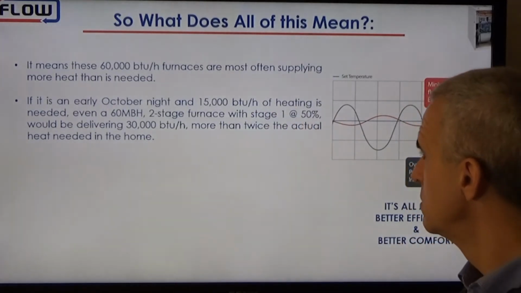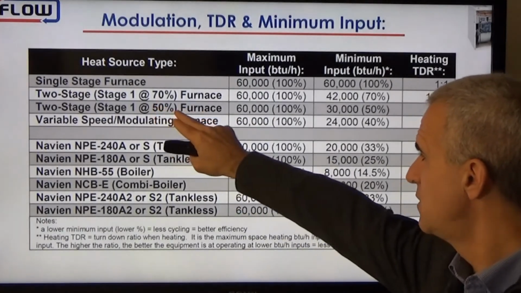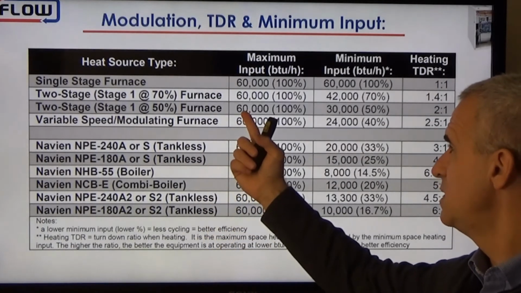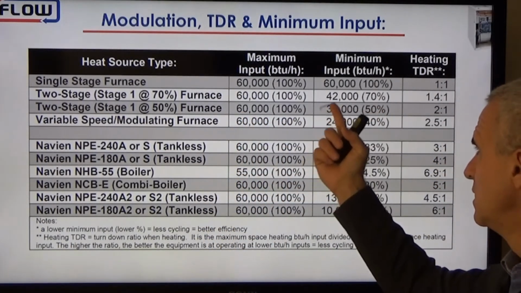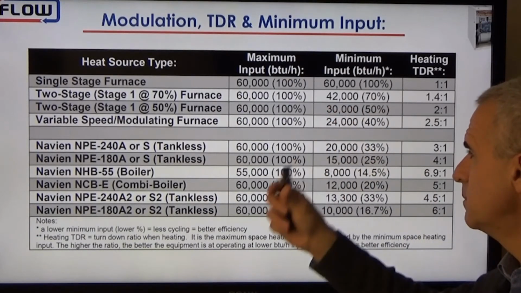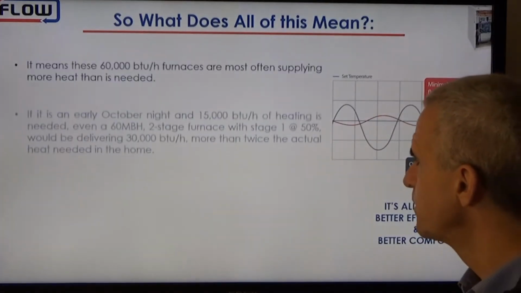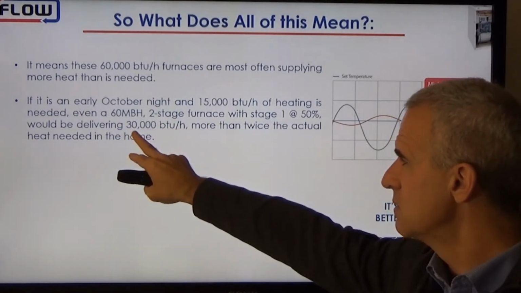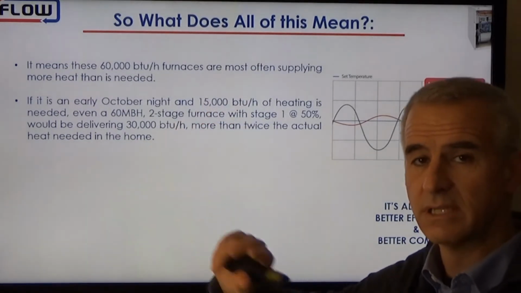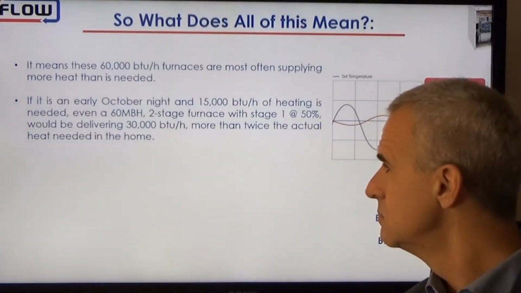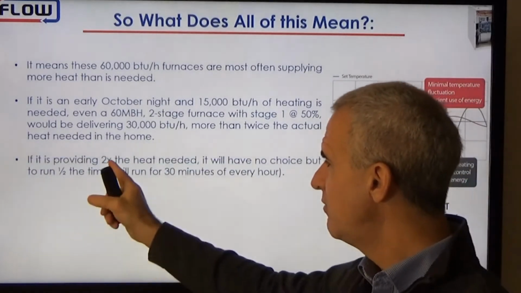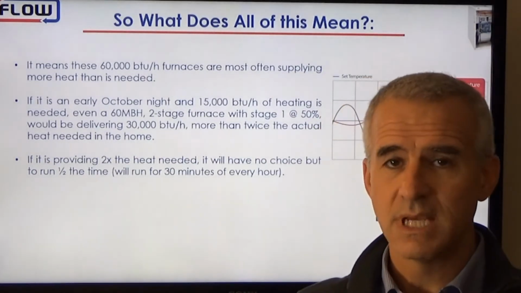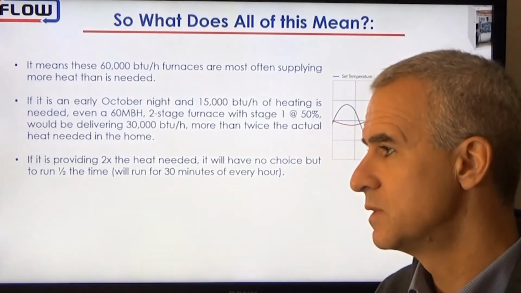If we go back to our two-stage furnace, even the two-stage with stage 1 at 50%, we've got a 60,000 BTU furnace. It can only deliver 30,000 BTUs as its minimum. So we're going to use that furnace as an example. We're bringing that 60,000 two-stage furnace, delivering 30,000 BTUs, but I only need 15. So it's delivering twice as much heat as I need, actually. If it's able to give me 30 at minimum, it's twice the amount.